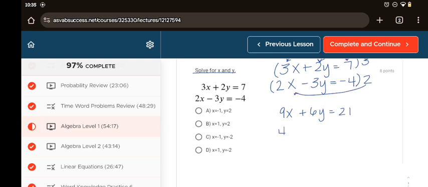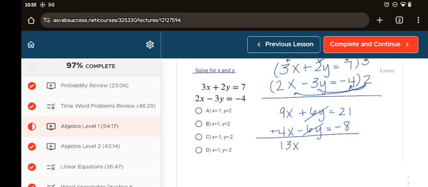Now the second one. 2 times 2x is 4x. 2 times negative 3y is negative 6y. And 2 times negative 4 is negative 8. Now, these are new equations. If you notice, the 6y and the 6y are the same, one plus and one minus, so if we put these two together, they will cancel out. 9x plus 4x is 13x. These cancel out because positive 6 minus 6 is 0. Equals 21 minus 8, which gives me 13.